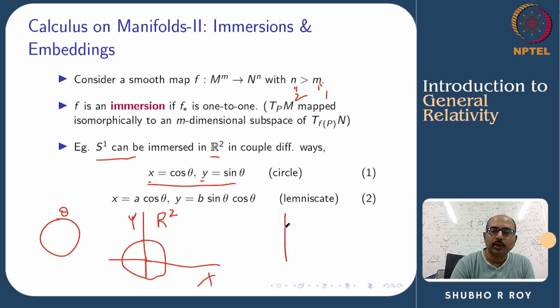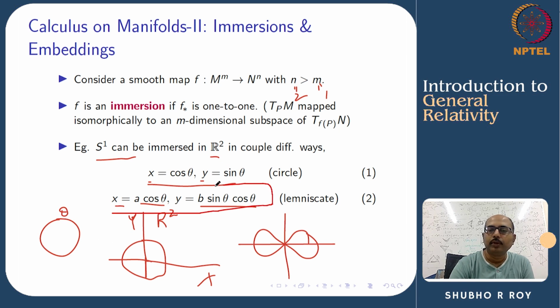Another way of doing it is, instead of doing this, you draw the figure of 8 curve, which is something like this. So here, x is given by a cos theta, same as before, and y is given not by b sin theta, but by b sin theta cos theta. So if you map points on the circle to the plane via this second map, the figure of 8, which is sometimes known as the lemniscate of Gerono or lemniscate of Huygens, then you get this kind of an immersion. Why is this an immersion?